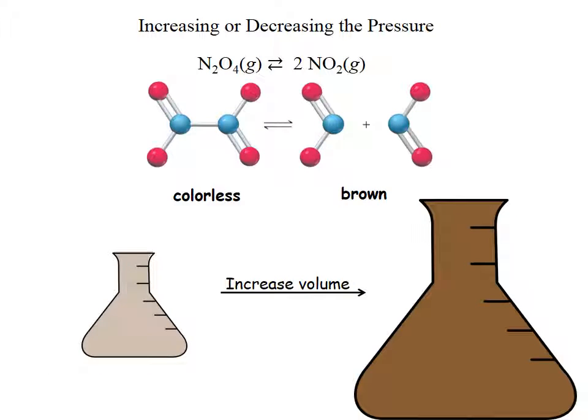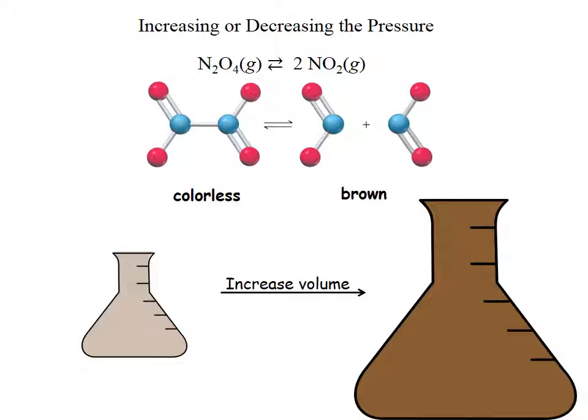Now finally, pressure is the last one I wanted to consider. If we took this equilibrium, N2O4 and NO2, we can use how dark brown the system is as a measure of how much NO2 we have compared to the colorless N2O4. So if we cram this reaction into a tiny container, that's going to have high pressure, right?